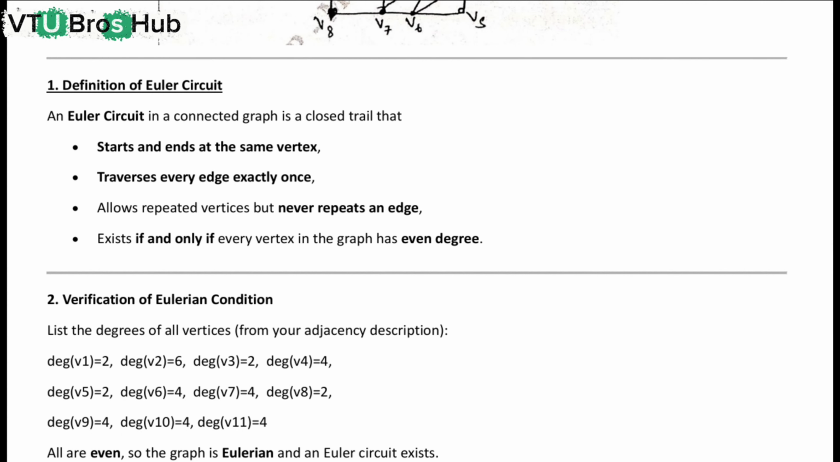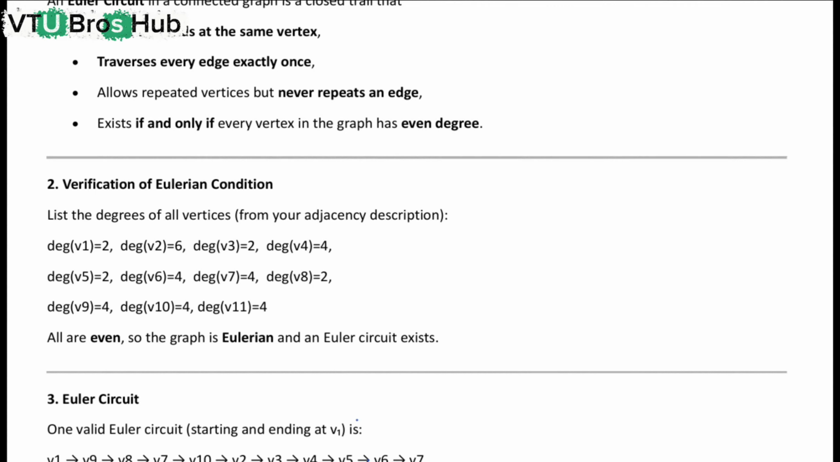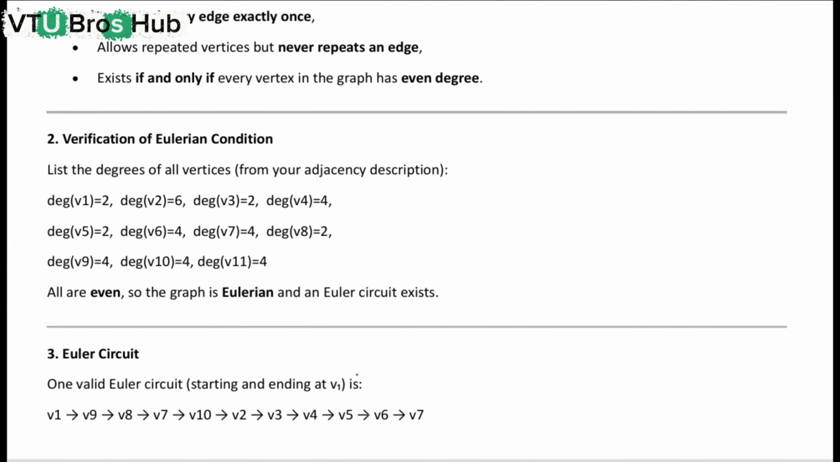2. Verification of Eulerian condition. Let's now check if the graph is Eulerian. We list the degree of each vertex. Degree of vertex 1 is 2. Vertex 2 is 6. Vertex 3 is 2. Vertex 4 is 4. Vertex 5 is 2. Vertex 6 is 4. Vertex 7 is 4. Vertex 8 is 2. Vertex 9 is 4. Vertex 10 is 4. Vertex 11 is 4. Since all vertices have even degree, the graph is Eulerian. That means an Euler circuit exists.